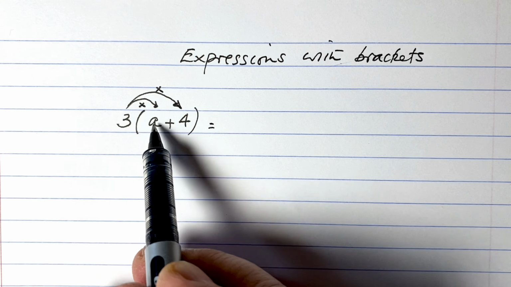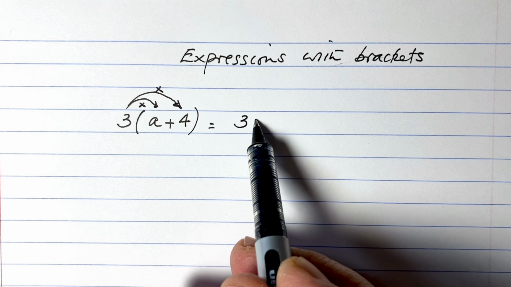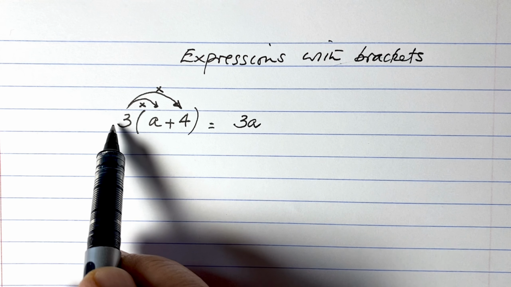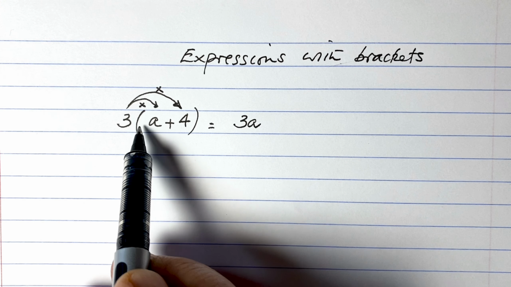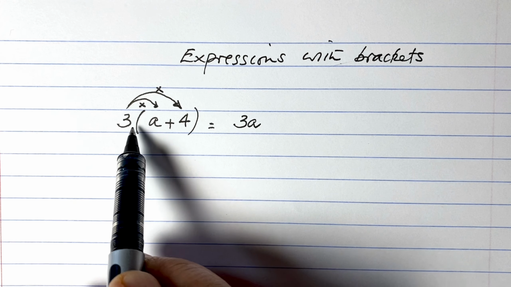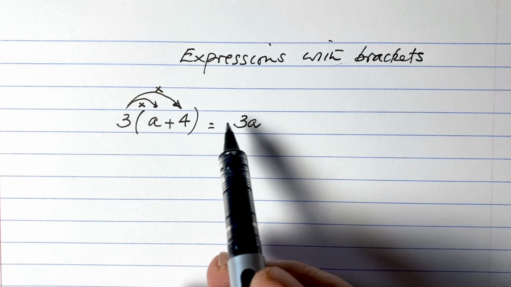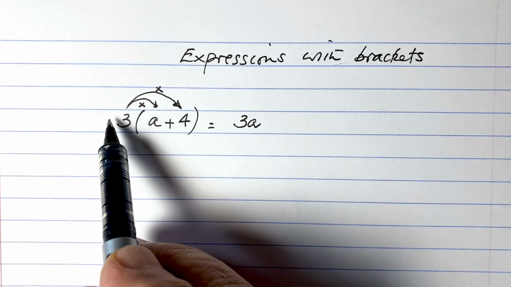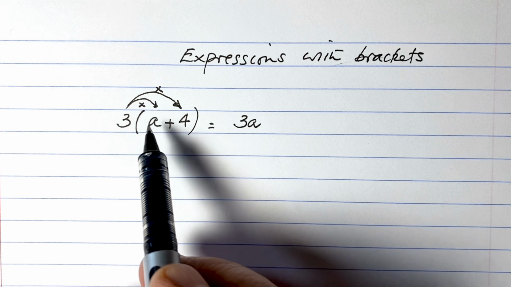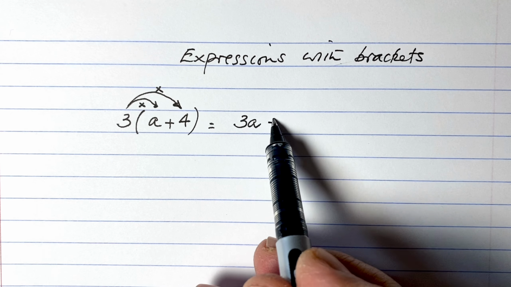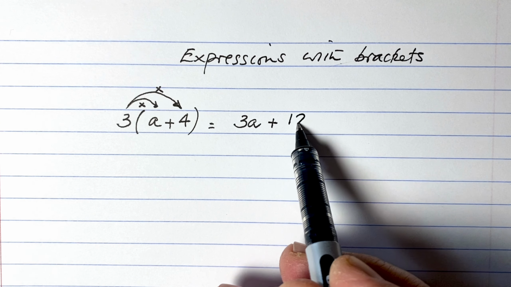So we have 3 times a, 3a. Invisible plus of 3 and invisible plus of a, plus times a plus, ends up with the invisible plus of 3a. Then here, invisible plus of 3 times visible plus of 4. 3 times 4 is 12.